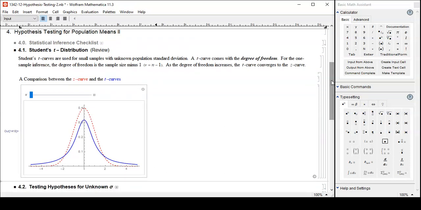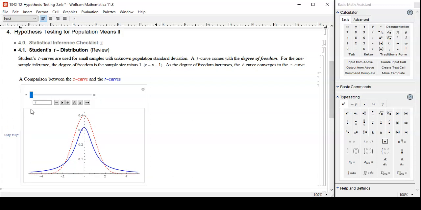So here, we have degree of freedom, which begins with 1, which means sample size is 2. And we have the z-curve in red and the t-curve in blue. All right, from degree of freedom of 1, let's increase the sample size. Increase. And as you can see, the blue curve, the t-curve, approaches the z-curve.